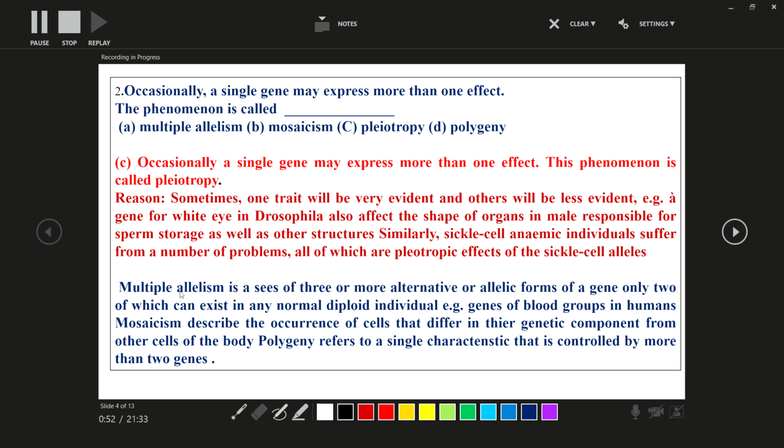Let us see the other definitions. Multiple allelism is the existence of three or more alternative or allelic forms of a gene, only two of which can exist in any normal diploid individual. An example is the gene for blood groups in humans. Mosaicism describes the occurrence of cells that differ in their genetic component from other cells of the body. Polygenic inheritance refers to a single character or trait being controlled by more than two genes.